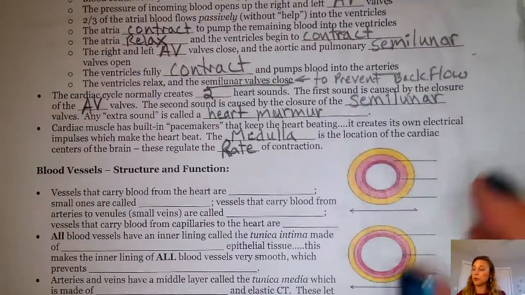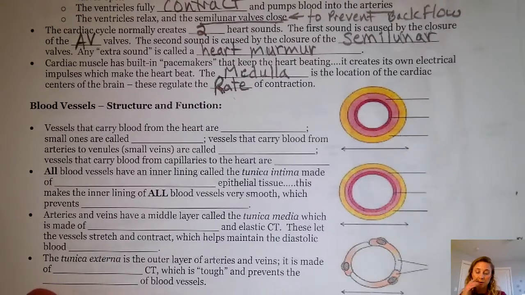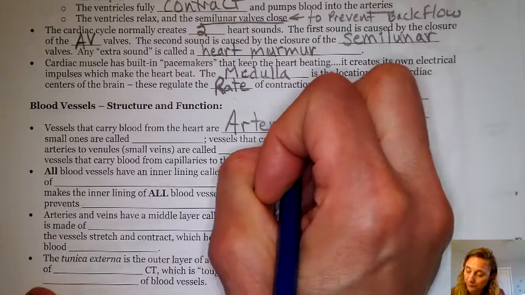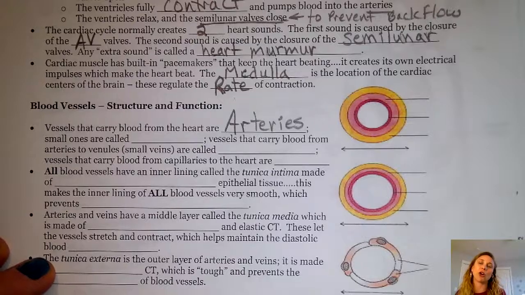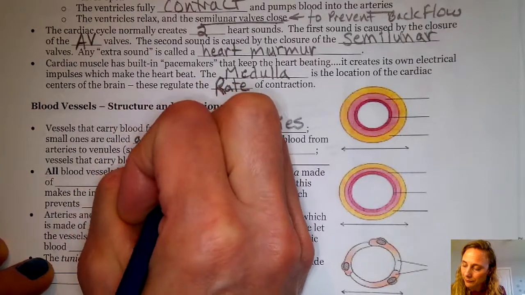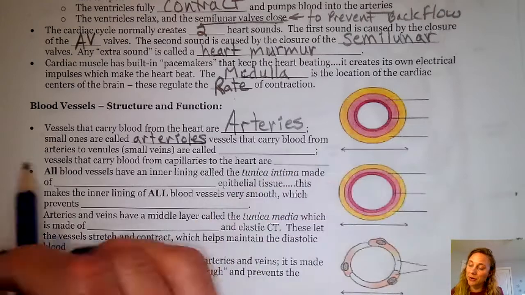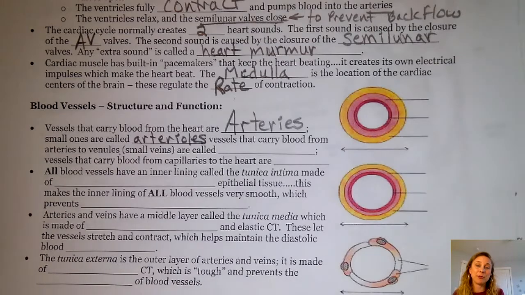Very good. Okay, now we're going to talk about the lining of the blood vessels and the structure and function. Blood vessels carry blood away from the heart. Arteries should have the most amount of pressure. Small ones are baby arteries, and they're called arterioles. These are vessels that carry blood from the arteries to the venules, which are baby veins. In between, that's the capillaries.